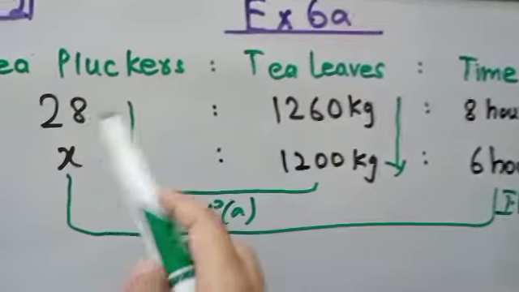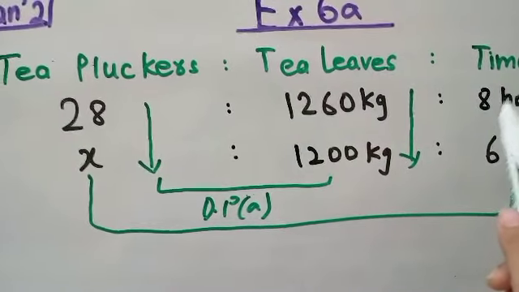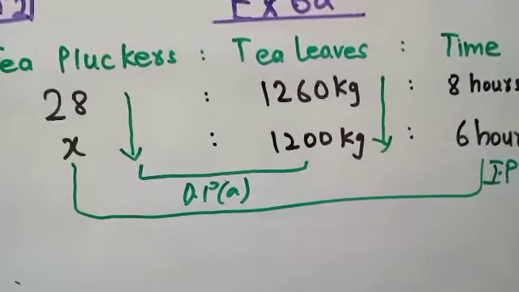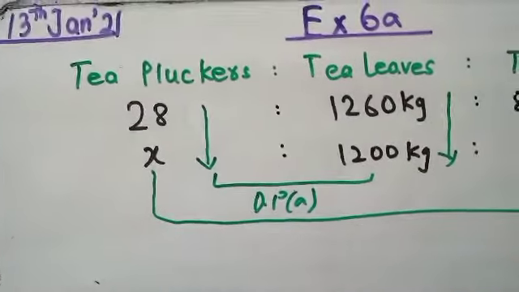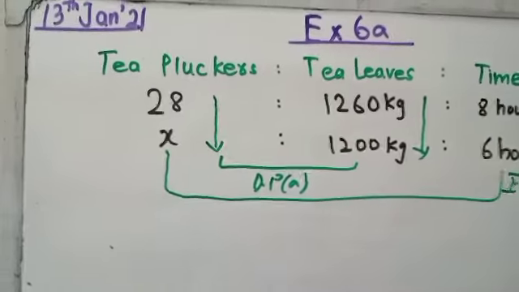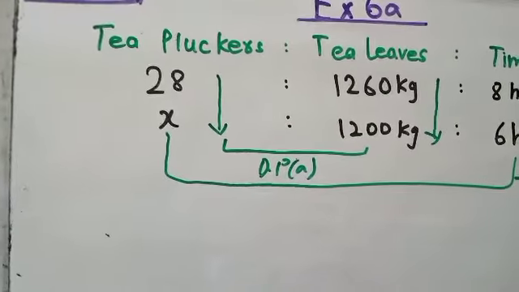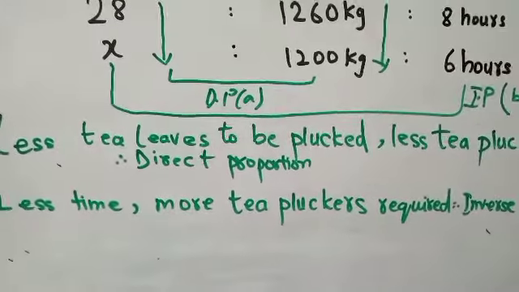Okay, again I am saying 28 tea pluckers doing work in 8 hours. If I will reduce the time, agar main time kam kar doon, then definitely I will be required more people to do the same work. So it is inversely proportional. Now I will write down the data in the same manner, statements in the same manner. Okay, you will write down the statements in the same manner.